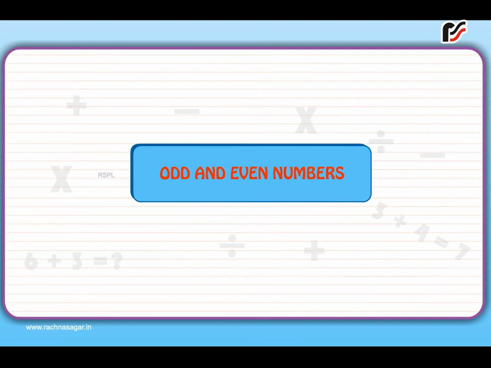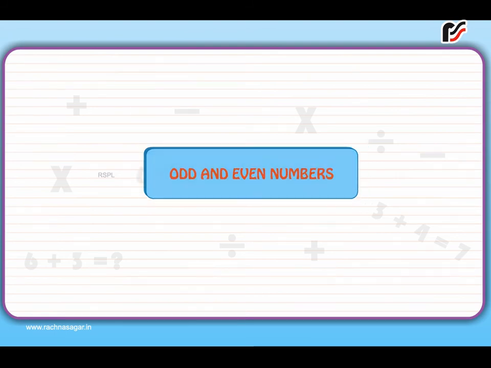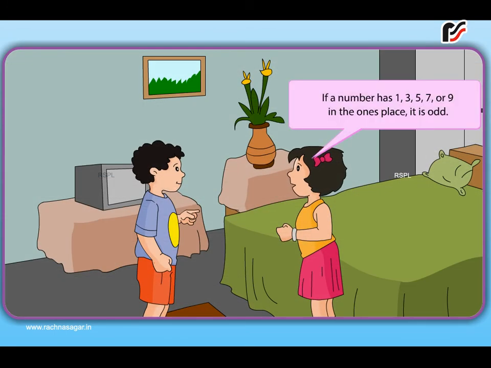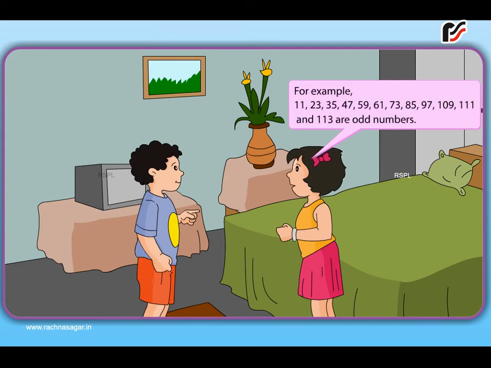Odd and even numbers. Odd numbers. If a number has 1, 3, 5, 7 or 9 in the ones place, it is odd. For example, 11, 23, 35, 47, 59, 61, 73, 85, 97, 109, 111 and 113 are odd numbers.